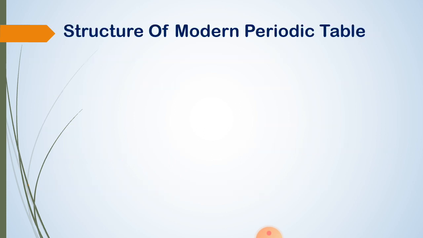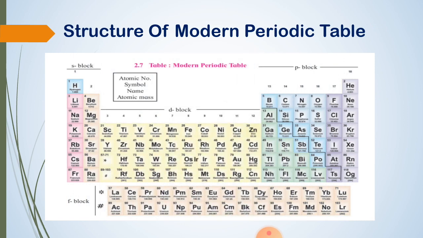You all know the structure of the modern periodic table; we have learned this very nicely. The modern periodic table consists of how many blocks? 4 blocks: S block, D block, P block and F block. The F block consists of the lanthanide and actinide series. These are the periods, which are 7. There are 7 periods, and groups 1 to 18.